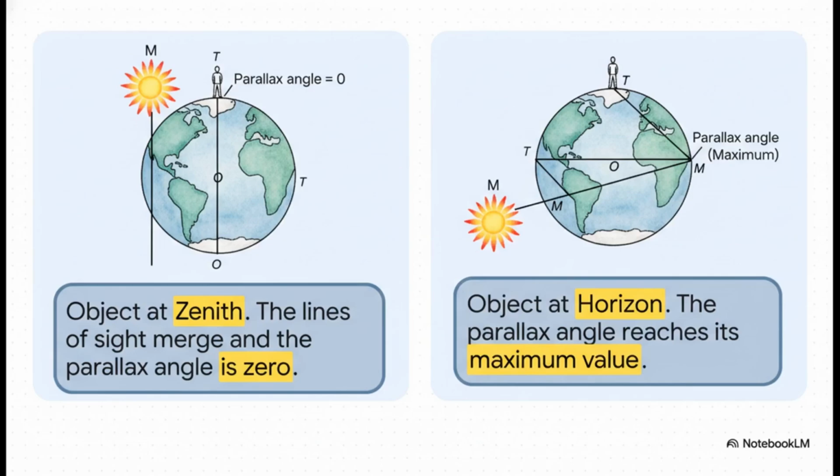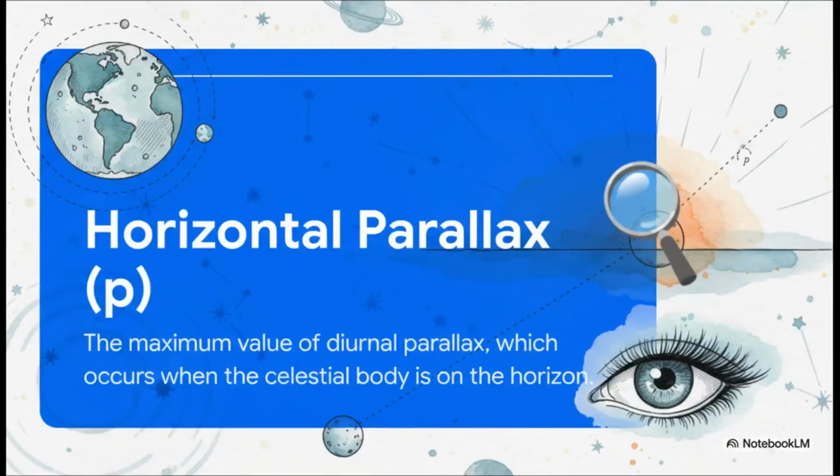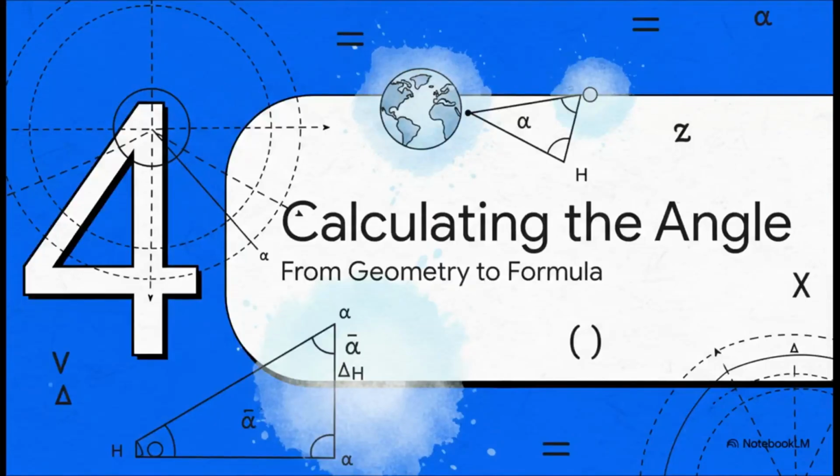But now, picture that same object on the horizon. Here, your line of sight is perpendicular to the Earth's radius, and the angle between the two lines of sight is as large as it can possibly get. This is when parallax is at its peak. This specific maximum value is so important that it gets its own name, the horizontal parallax. We denote this one with a simple p, and it's a fundamental property for each celestial object at a given distance.